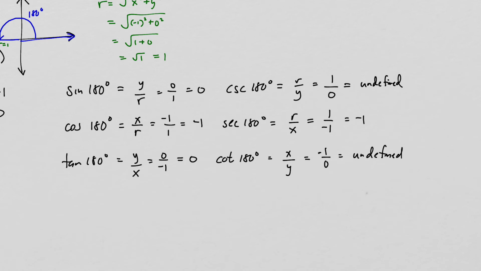So I want you to notice that anytime you divide by 0, your trig function is going to be undefined. And so tangent, cotangent, secant, and cosecant will sometimes be undefined because depending on the angle, x or y could be equal to 0. However, sine and cosine will never be undefined because r is never 0, right? R is always the distance from the origin to the point on the terminal side, and so that distance cannot be 0. So sine and cosine are always defined.